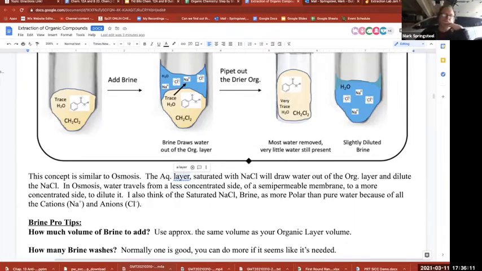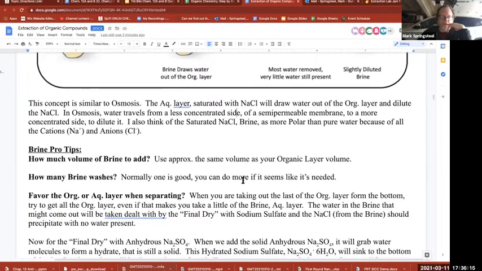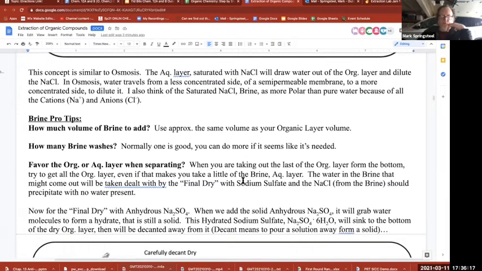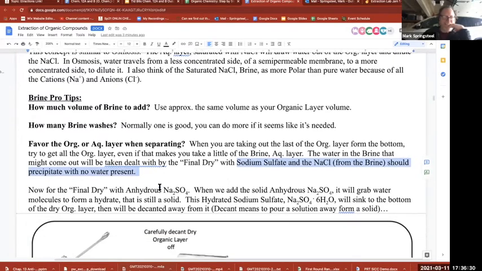I'll show you. It'll make sense, Rob. That's a really good question. You're like a step ahead of where I'm going. That's good. So final dry, sodium sulfate. And the sodium chloride from the brine should precipitate with no water present. Yeah, just what your question was asking, Rob.